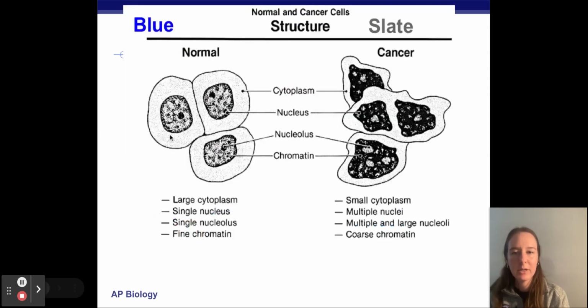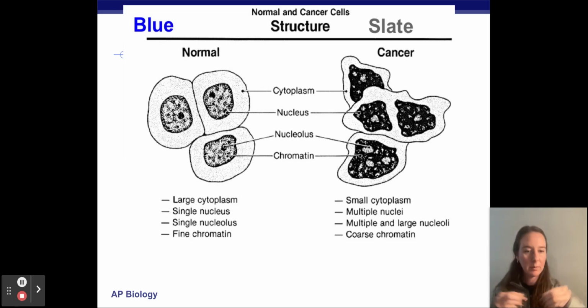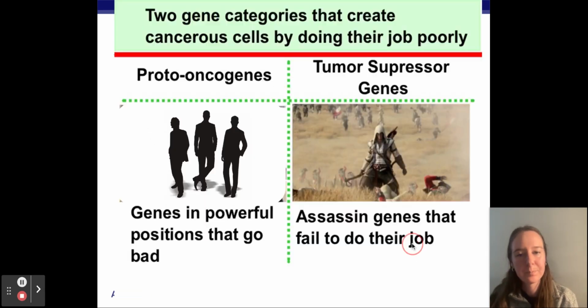Okay, so again, here's a picture of a normal cell. We have mostly cytoplasm. We have a single nucleus in each of these three cells, a single nucleolus where RNA is made, and fine chromatin. So that chromatin is the DNA plus the protein. Whereas cancer cells have just a little bit of cytoplasm. They can even have multiple nuclei inside, right? Because they're about to divide and maybe they're making copies of the DNA and making copies of the nuclei. They have multiple enlarged nucleoli and coarse chromatin.